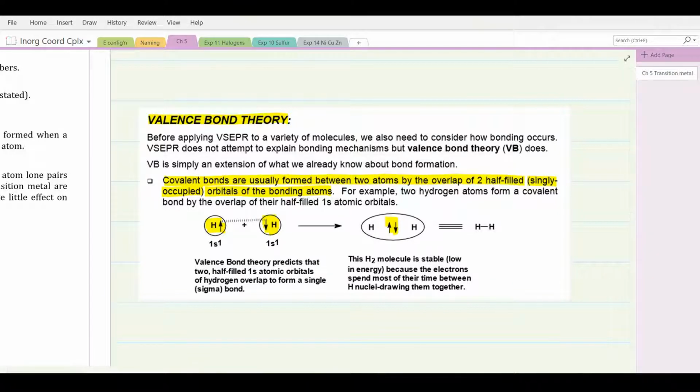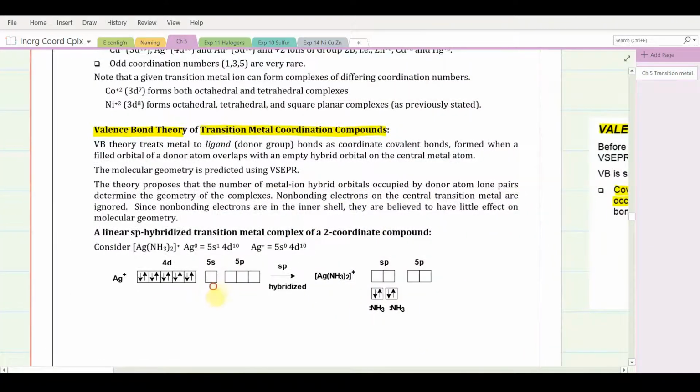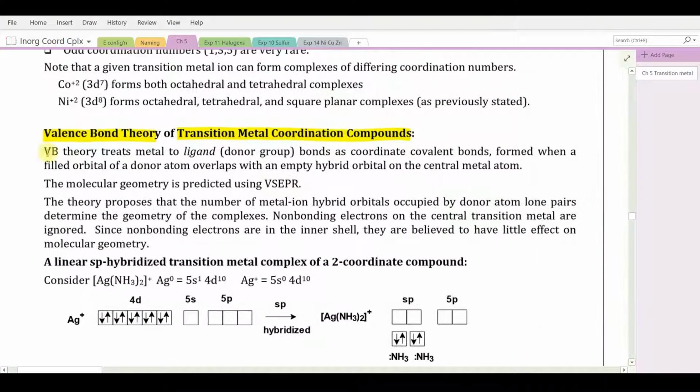Now, for transition metals, we treat it differently. Valence bond theory treats metal to ligand donor group bonds, and we're talking here about transition metal coordination compounds, as coordinate covalent bonds. When a filled orbital of a donor atom overlaps with an empty orbital of a central metal atom or cation, we can successfully predict geometry using VSEPR.